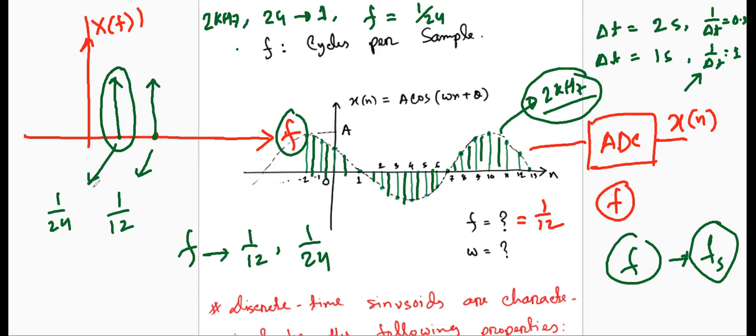Okay. Now, if I change this analog signal to 4 kilohertz, then for the same situation, what would be the value of F? Sir, 1 by 12.